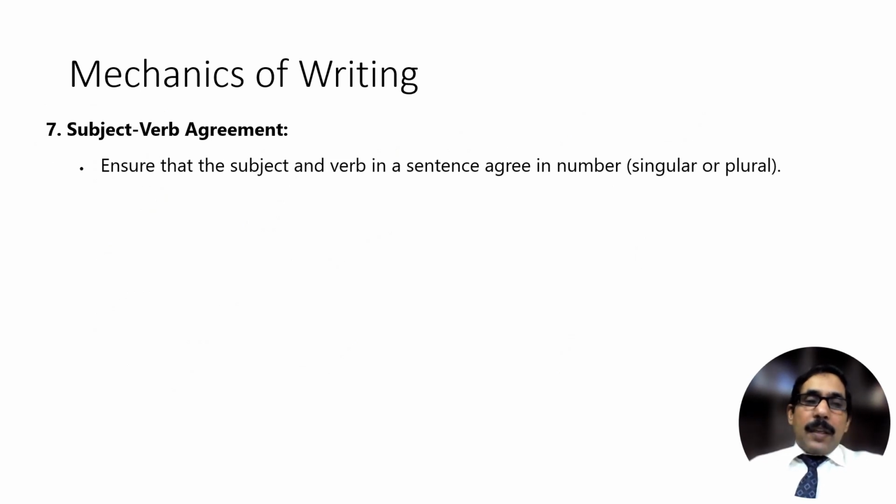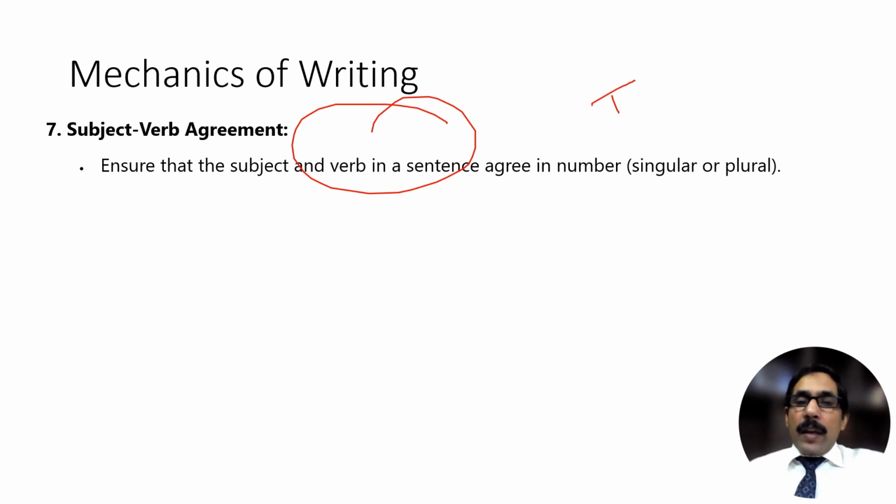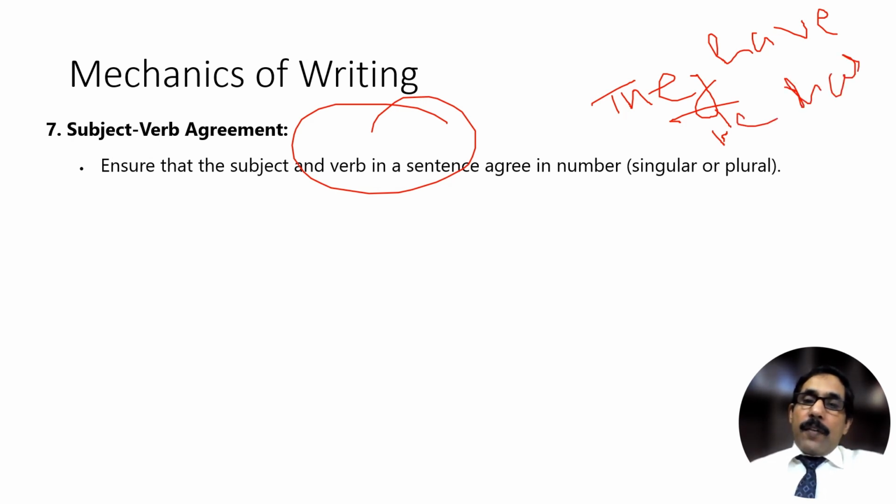Next one is subject-verb agreement. Ensure that subject and verb agree. Take care of the verb-subject agreement. For example, if the subject is singular, the verb must be singular. For example, they must be followed by have or do or were, and singular, he, she should have a singular verb. For example, he has, she writes, so she does. This must be done carefully.